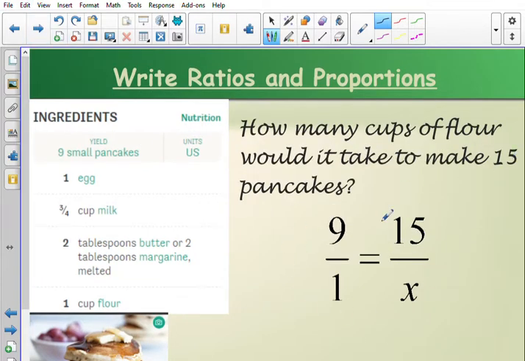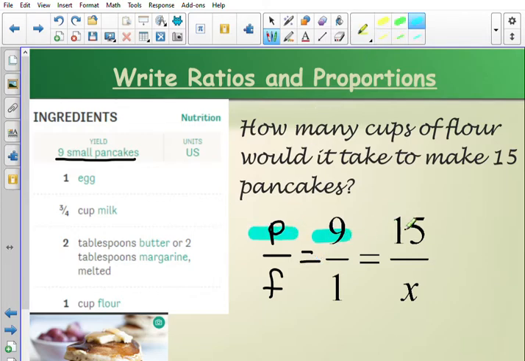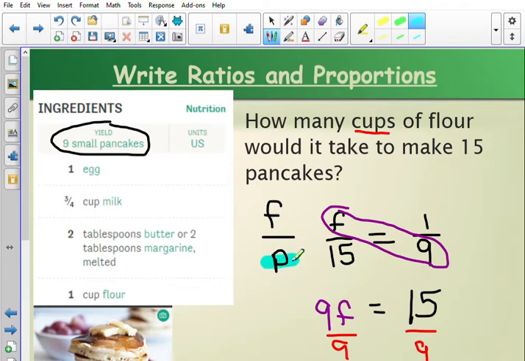Same exact problem. Typed in 9, 1, 15x. Notice 9 is the pancakes. So this thing went pancakes to cups of flour. Same exact thing. The big thing to recognize here is we're looking at this pancakes, pancakes, pancakes. 15 pancakes. 9 went with pancakes. All the pancakes are on the top versus this last one, we had pancakes on the bottom, pancakes on the bottom, pancakes on the bottom.